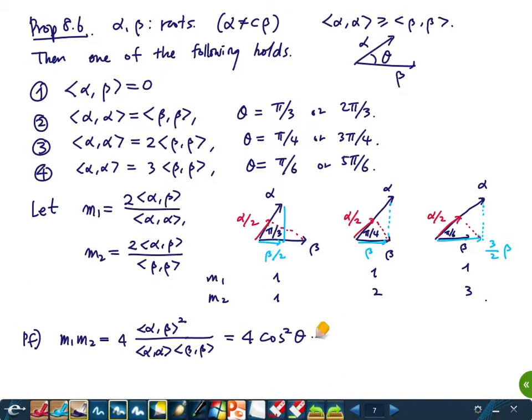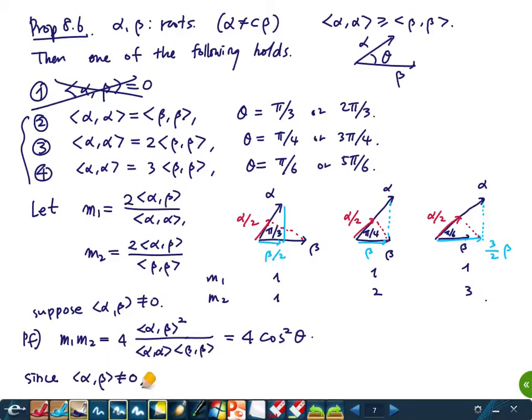Of course, let's ignore the first case. The first case is done. Suppose that the first case is not the case. Otherwise, now we consider the remaining cases. Suppose (alpha, beta) is non-zero, not the first case. Because the product (alpha, beta) is non-zero, that means they are not orthogonal, right?